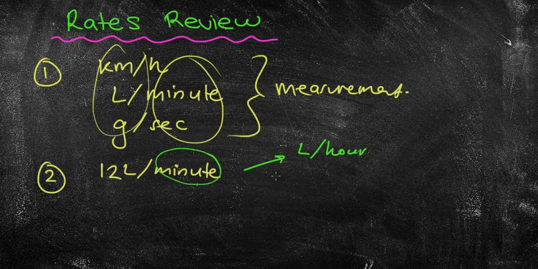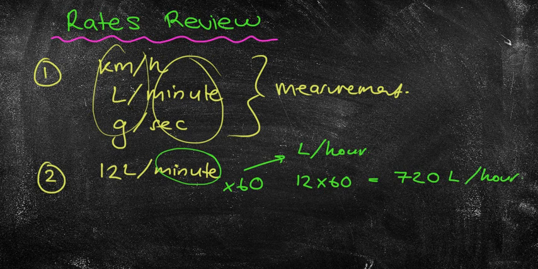of measurement conversion. So if I've got 12 litres in 1 minute, how can I find out how many litres I'll have in 1 hour? Well, that means we're looking for 60 minutes, so I'm timesing by 60, so 12 times 60 equals 720, which means I'm having 720 litres per hour.